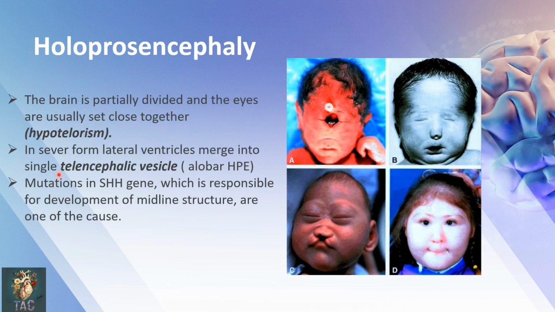So in holoprosencephaly, the brain is partially divided and the eyes are usually set closer together. The condition is called hypotelorism. In the severe form, the lateral ventricles merge into a single telencephalic vesicle, that is the severer form, alobar holoprosencephaly. Mutation in the sonic hedgehog gene, which is responsible for development of the midline structures, is one of the causes. So this was the first anomaly, because of the failure of the division of the two cerebral hemispheres, and the reason is mutation in sonic hedgehog proteins.